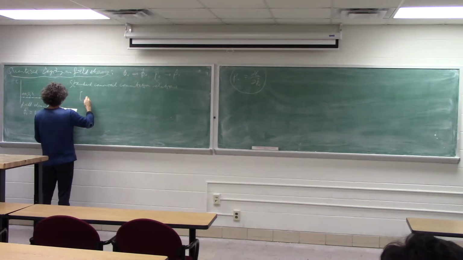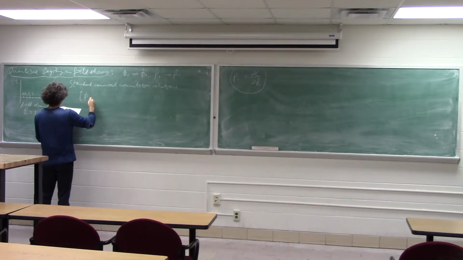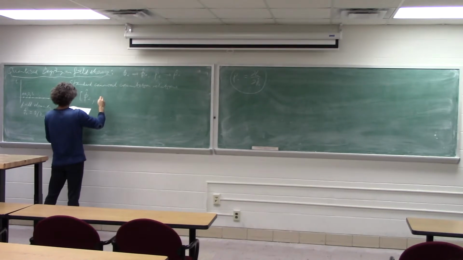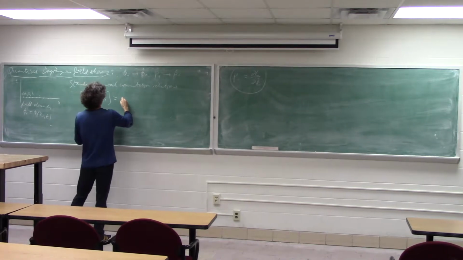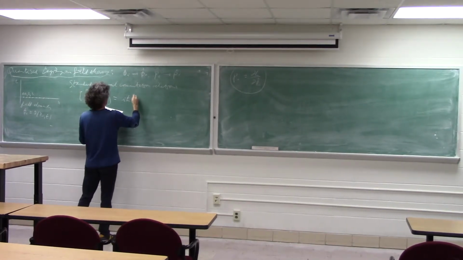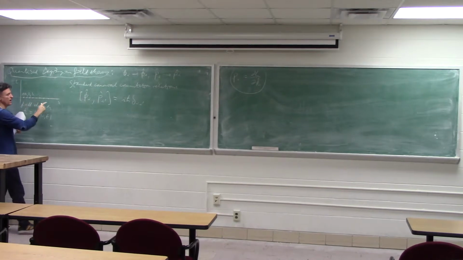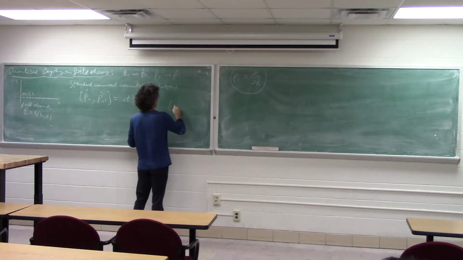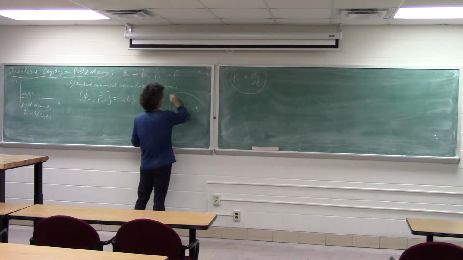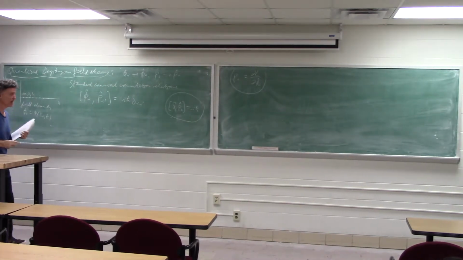So let's write it like this: the commutator of phi i and p i prime is equal to, putting in an h bar, i h bar delta i i prime. What are we saying here? We're saying that if i and i prime are different, so in other words we're at different lattice points, then they commute. If the momentum is conjugate to x, then they don't commute. You have your standard commutation relation.